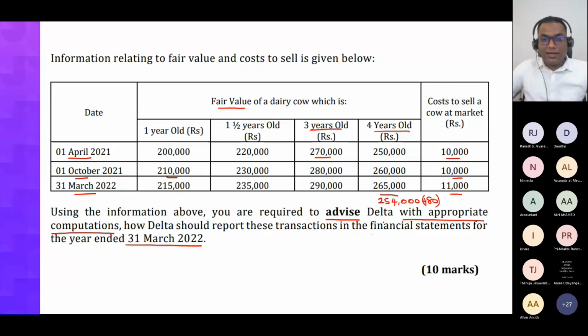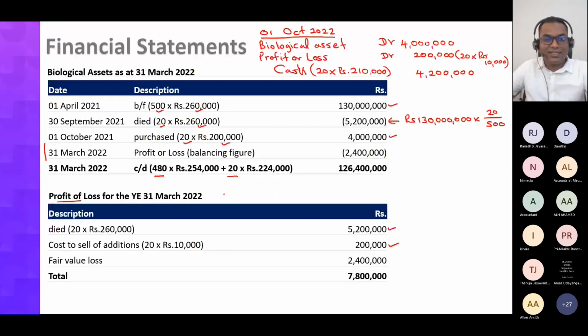Then at the year end, I have 20 cows, 1.5 years old. What is the fair value? 235,000. Again, the selling cost is 11,000. Then the fair value less cost to sell is 224,000. So I have 20 cows. So 480 into 254,000 rupees plus 20 into 224,000 rupees would give me the year end value of my biological asset.